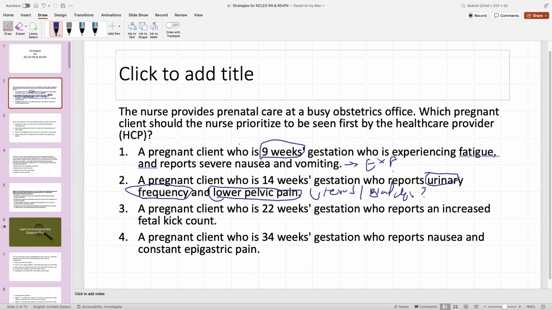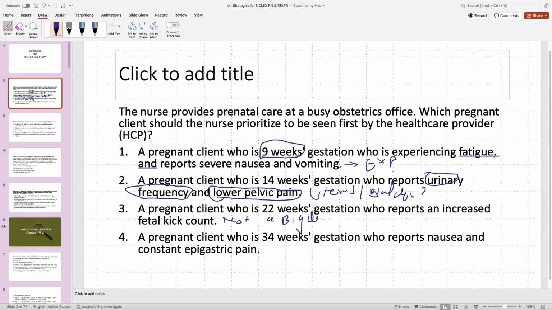No. Fetal kick is not a problem, right? It's normal. Okay, so don't think too much. Just think fetus is safe, mother is safe. Fetus is alive, baby is alive, mother is alive. So it's not a problem. Not a big deal.